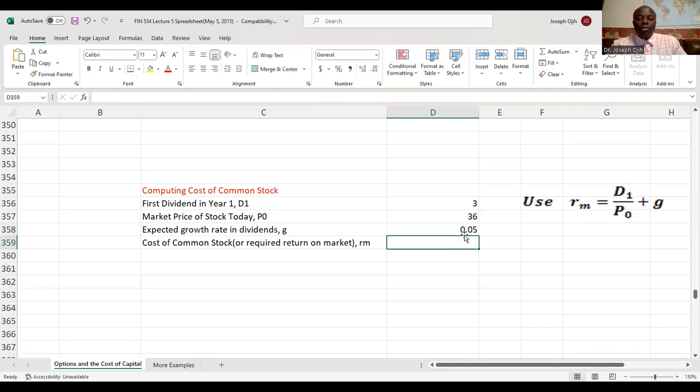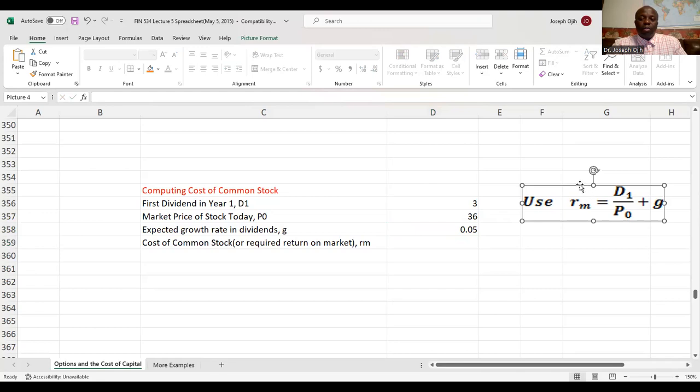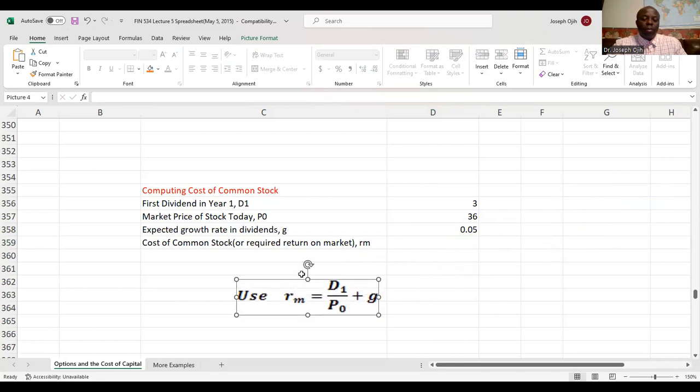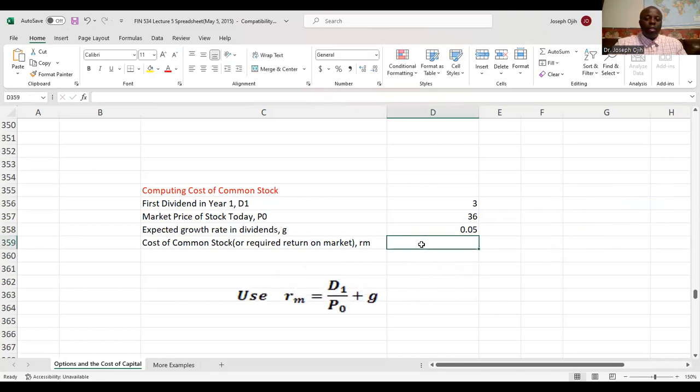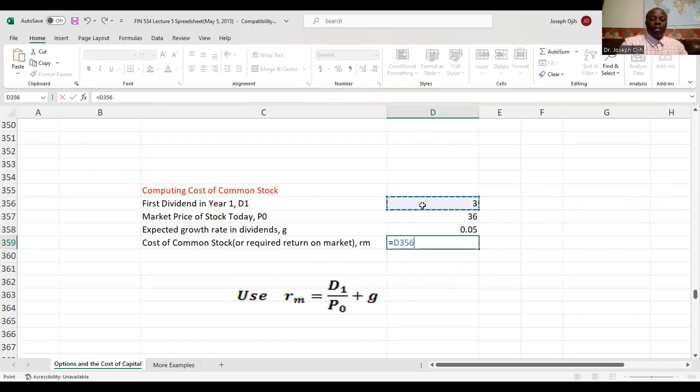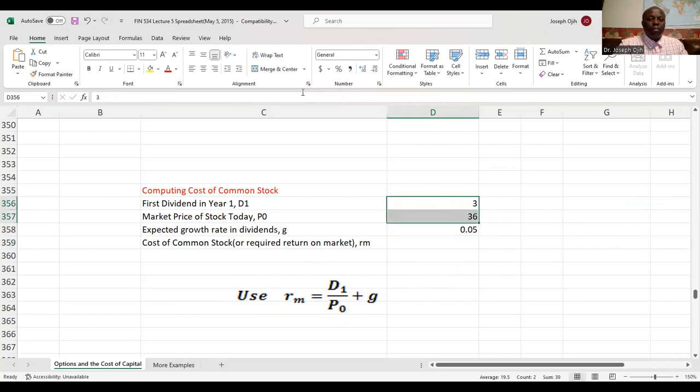Now let's calculate the cost of this common equity or common stock. We're going to use this formula. So equal, D1, which is the first year dividend. You know what? I'm going to put it in parentheses because we're going to divide it and then add g. So remember, these are currencies. So I'm going to make them currencies here.